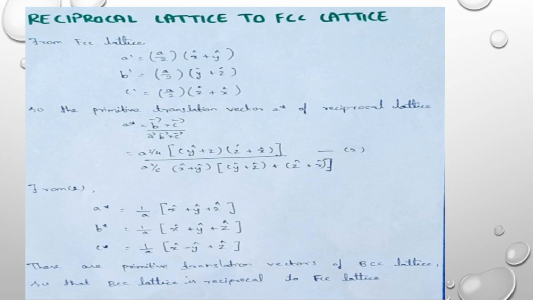Second equation: from 2, A star is equal to 1 by A (x vector plus y vector plus z vector). B star is equal to 1 by A (x vector plus y vector plus z vector). C star is equal to 1 by A (x vector minus y vector plus z vector). These are the primitive translation vectors of the BCC lattice, such that the BCC lattice is reciprocal to the FCC lattice.